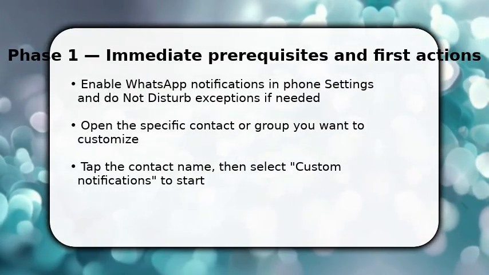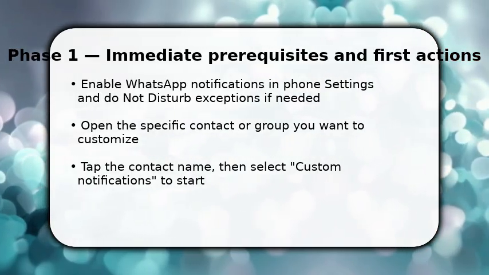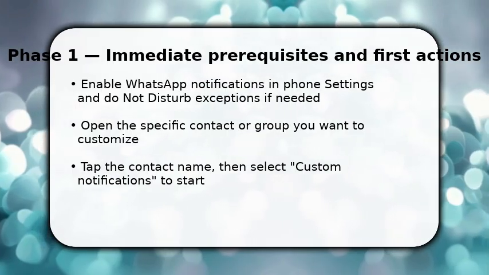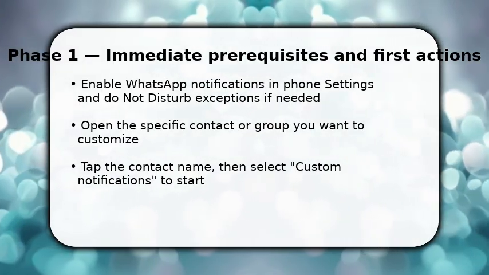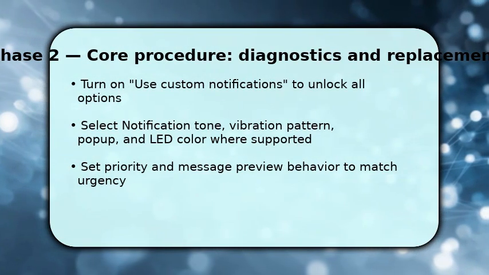This opens the one control panel that lets you set tones, vibration, pop-up, and light. It's the only built-in way per chat. Make sure you're editing the correct chat, because these settings apply only to that contact or group. Turn on Use Custom Notifications so the controls become active.